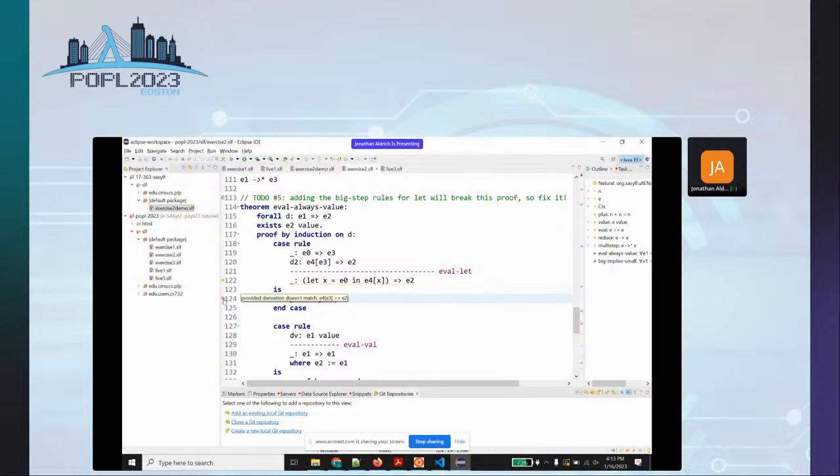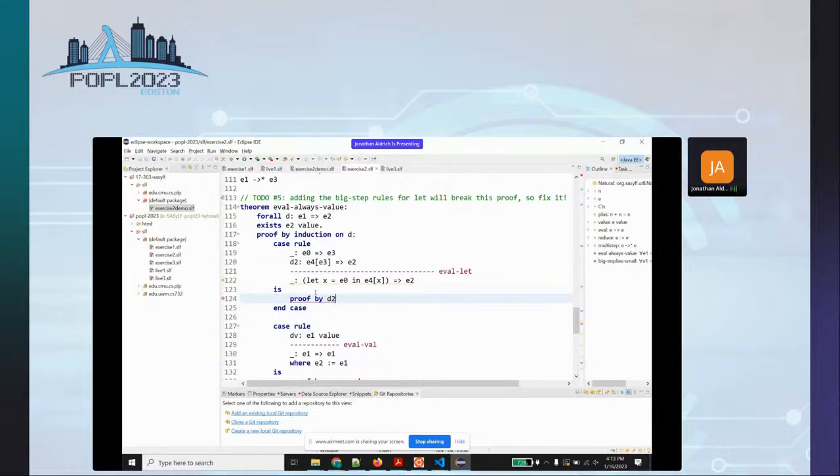Provided derivation doesn't match. Okay, so we provided the derivation E4, E3 arrow E2, but we want to show E2 value. So actually we do want to use that derivation, but what do we want to do with it? Oh, small step? Well, I'm in big step, so I don't think I want to use small step. Use induction. Okay, so the answer to everything.